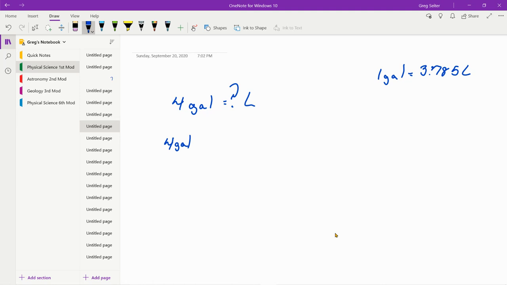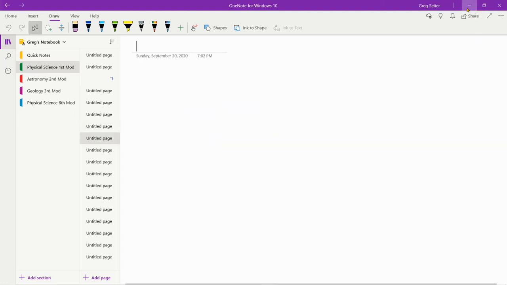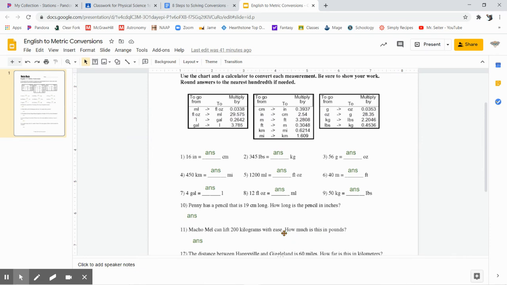Okay, time for that fraction. 4 gallons over 1 times 1 gallon over 3.785 liters. And again, you can round your answers to 1 decimal place. Okay, so there you go. 1 down here. Whatever you get up here is in liters, then you're going to divide, and there is your answer. Okay. All right, let's take a look at the next problem.